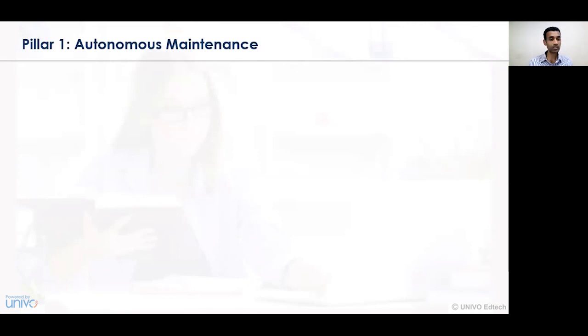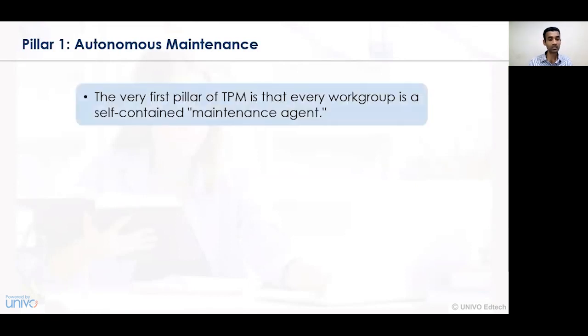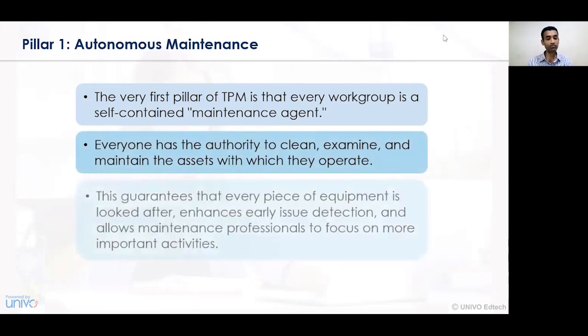Now let's understand the first pillar, that is autonomous maintenance. This is the very first pillar of TPM, which takes into account a work group activity that is self-contained as a part of a maintenance agent. So autonomous maintenance is an activity undertaken by a group or by an individual on a self-motivated basis. Every individual on his own conducts his particular activities, and those are the self-management agents, conducted either on an individual basis or on a work group basis.